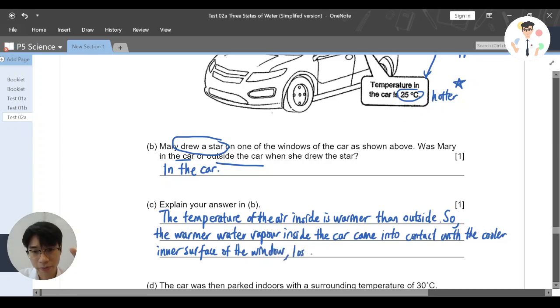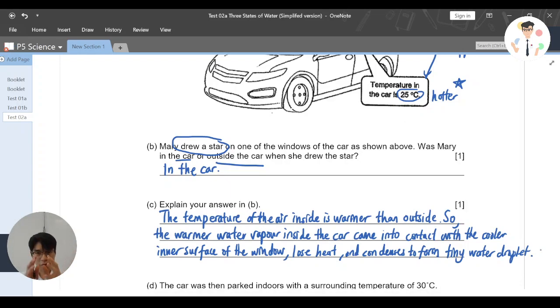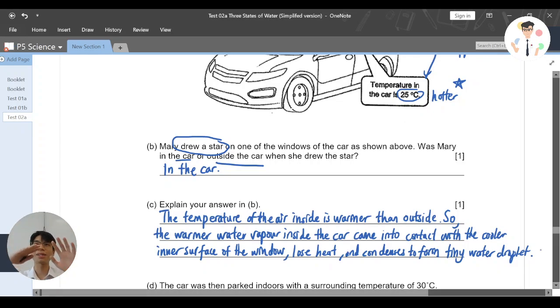Again, lose heat and condenses to form tiny water droplets. Okay, so again, you should understand the concept. When it's hotter inside, colder outside, it will fog up inside. If it's hotter outside, cooler inside, it will fog up outside. Okay? And because that side is fogged up, that's why you can draw using your hand.